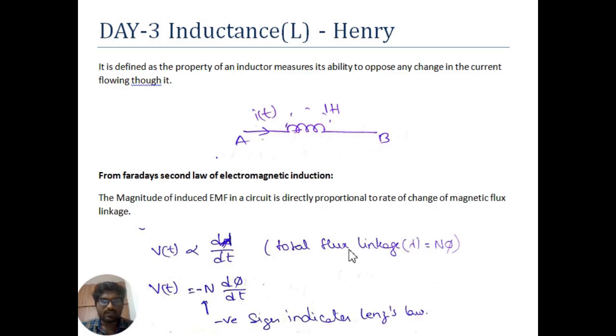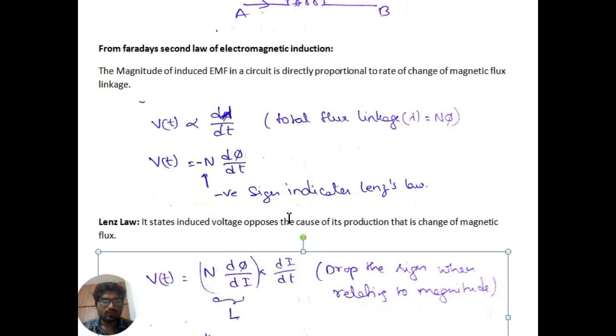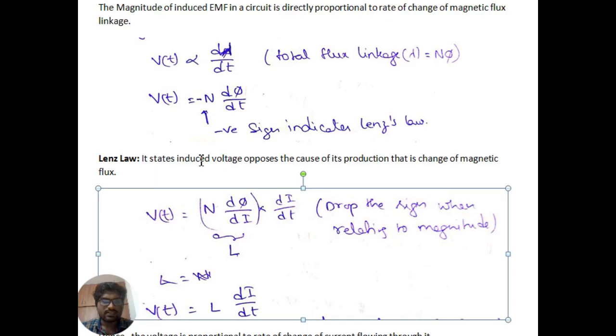Total flux linkage can be N phi. So placing N phi in place of the flux linkage, it is given as v of t is equal to minus N d phi by dt. Here the minus indicates it is opposite to the applied voltage. This comes from Lenz's law. Lenz's law states the induced voltage opposes the cause of its production, that is, the change of magnetic flux.